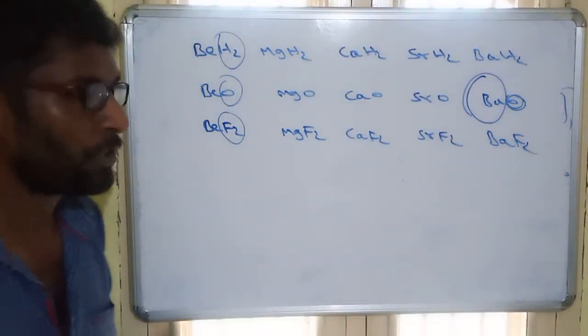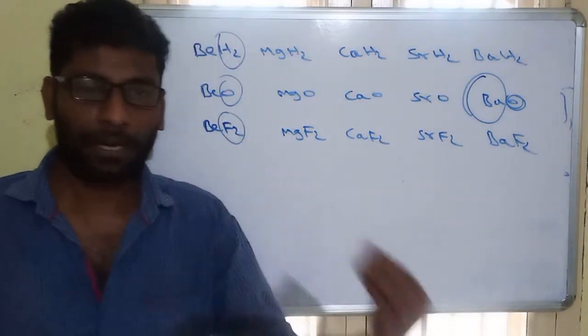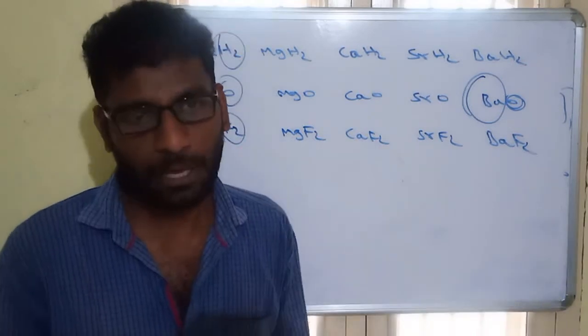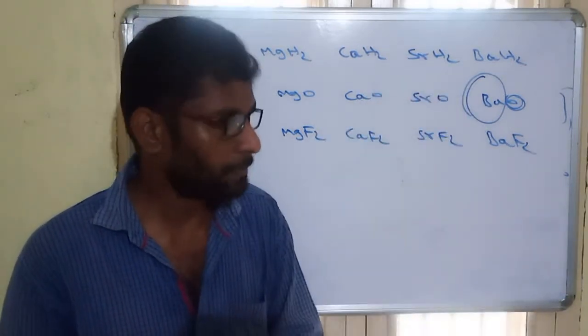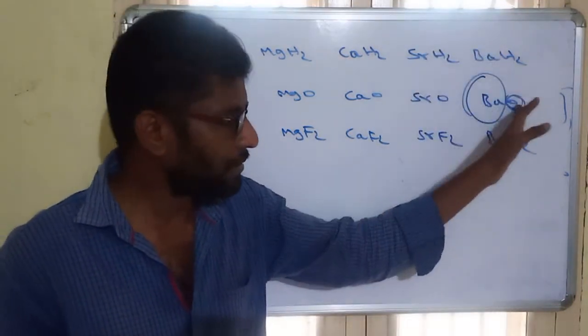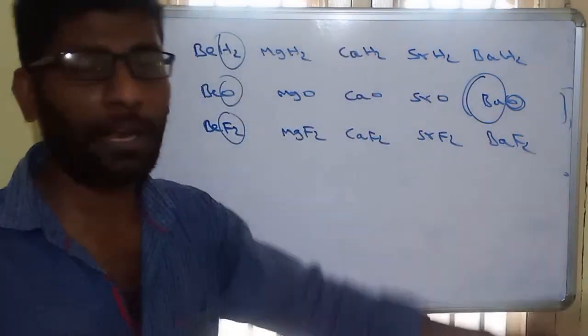Most important, stability of small size anions. Small size anion means hydride, halide, oxide. All these are small size anions. Their stability decreases from top to bottom due to different sizes. The cation is the big size, whereas the anion is the small size. So these are the stability of small anions.